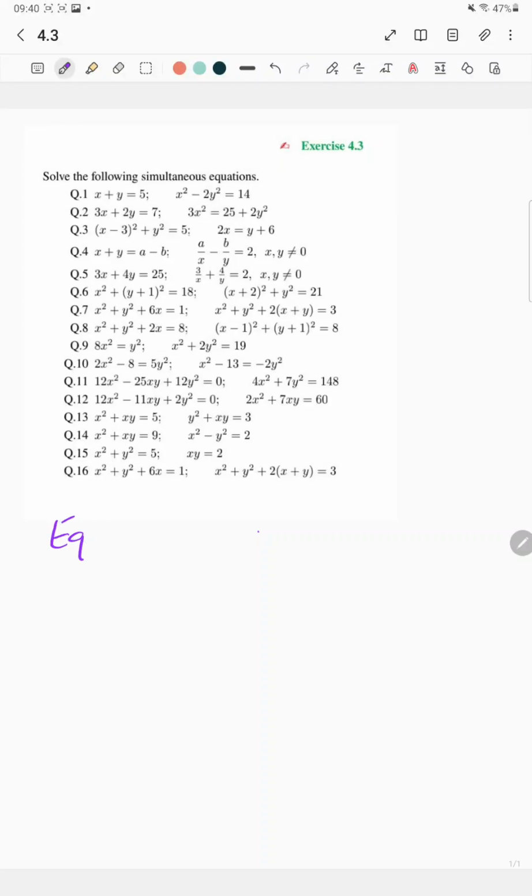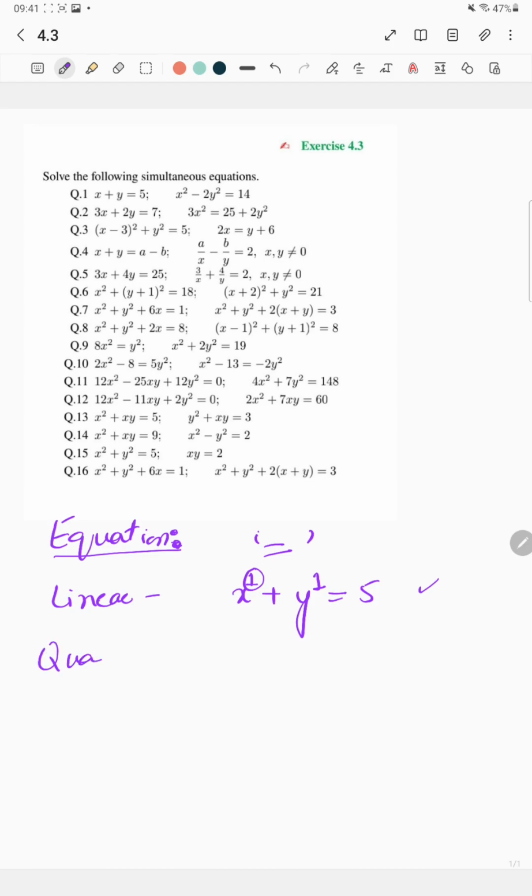Okay, starting with an equation. What is an equation? Any statement containing the sign of equality is known as an equation. Coming to the linear equation, an equation with degree 1 is called a linear equation. What is degree? The maximum power of the variable. The maximum power of the variable here is 1. So this is called a linear equation.